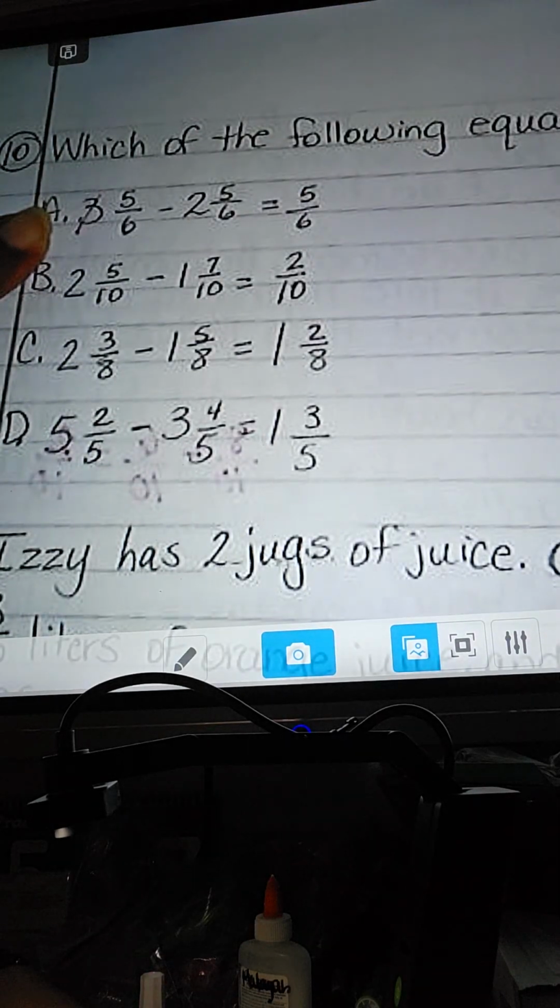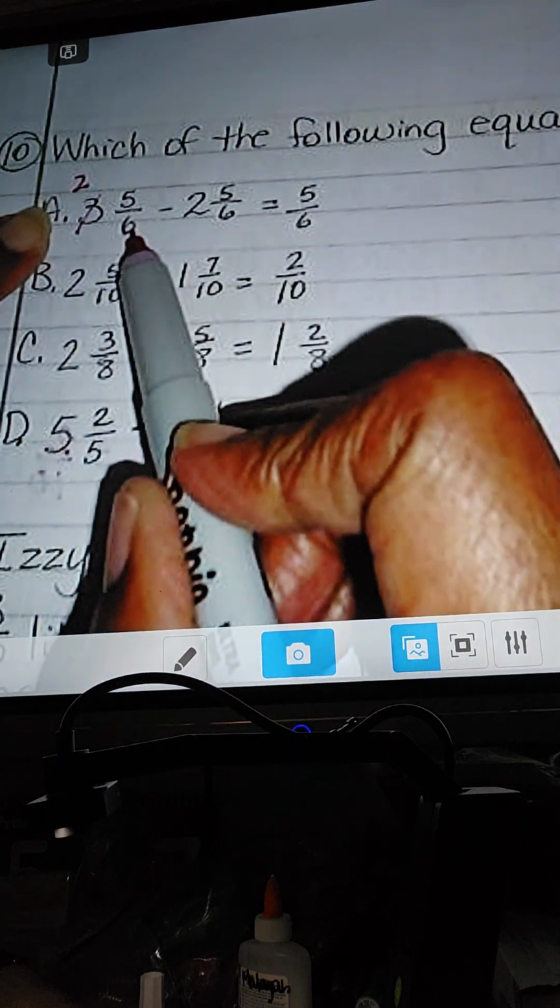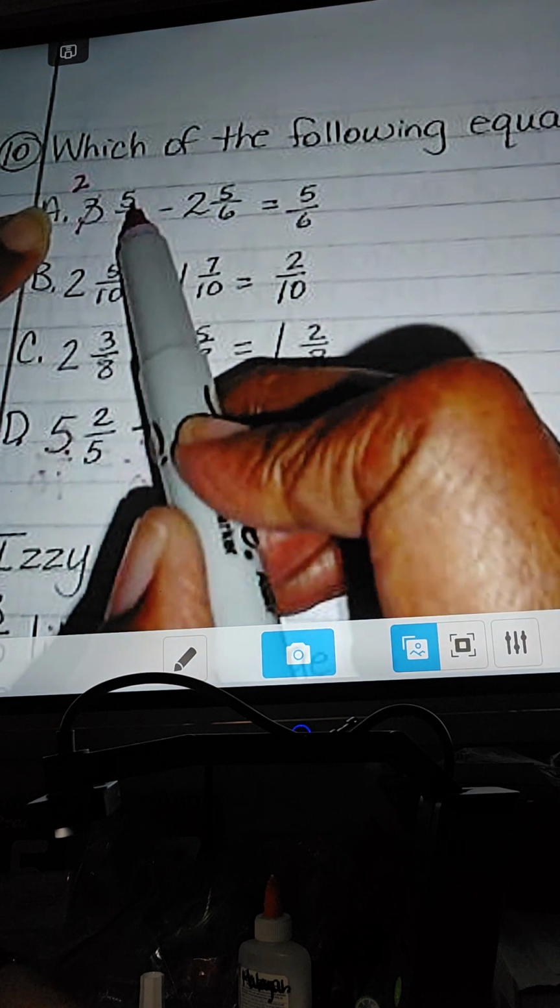So what I want to do is go back to what I taught you initially, which is how to regroup. So for this one, you take 1 from your whole, it becomes a 2, and then I know 6/6 is a whole, so I add 6 to 5. What is 6 plus 5?